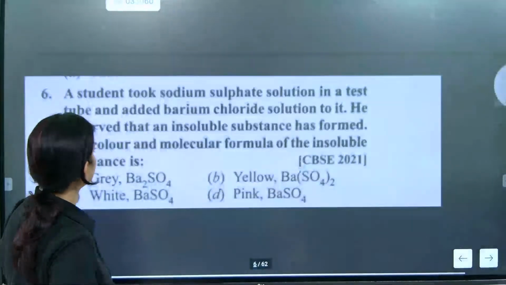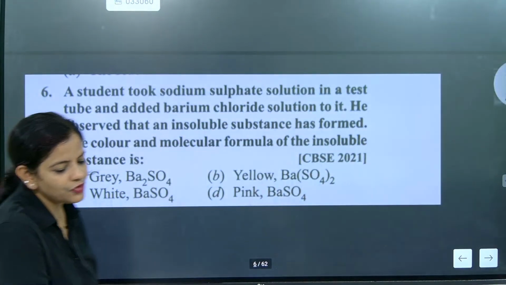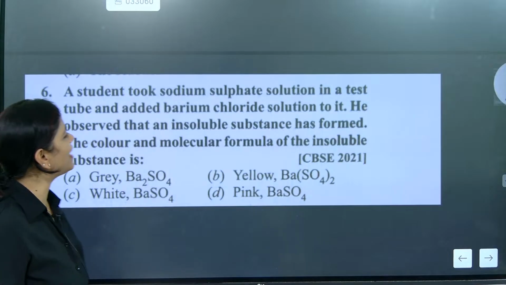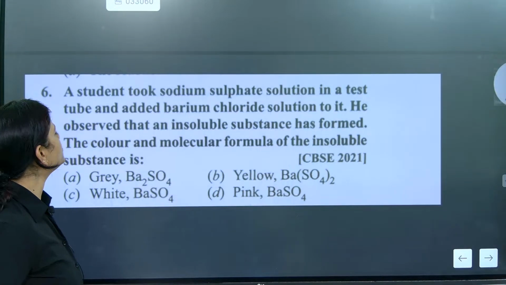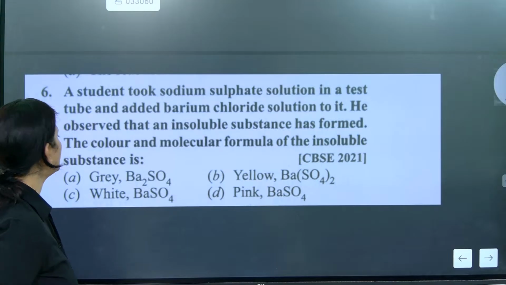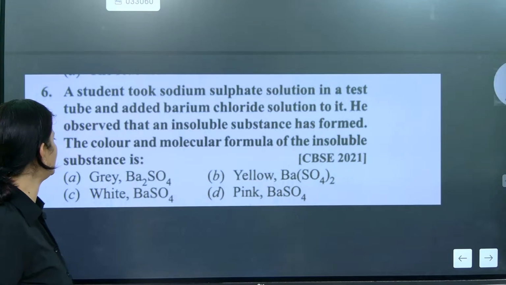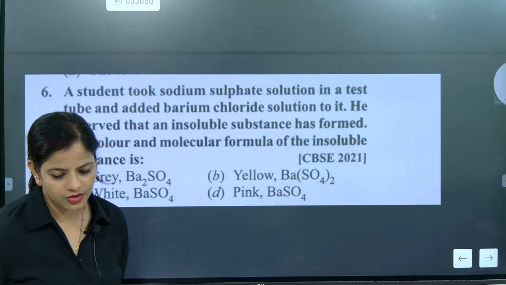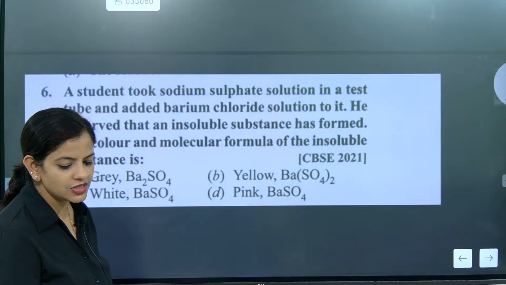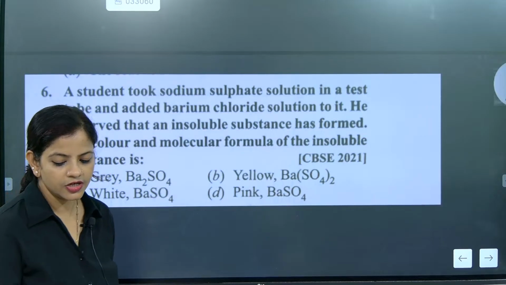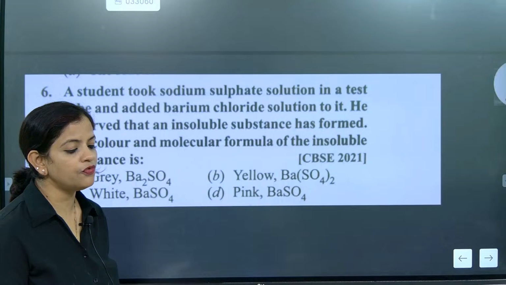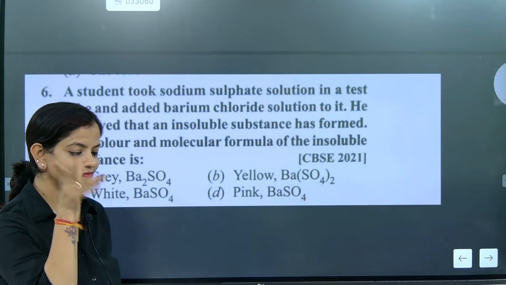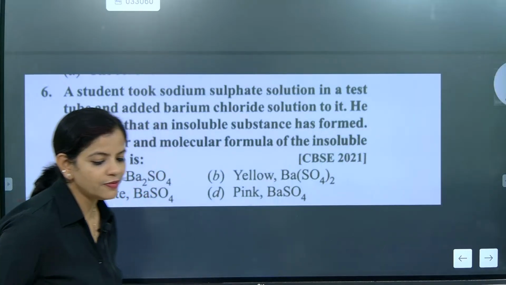Many questions are there. We have to be very quick. Go for this. A student took sodium sulfate solution in a test tube and added barium chloride solution to it. He observed that an insoluble substance has formed. The color and molecular formula of the insoluble substance is? Like this only we are expecting questions. So be very careful and answer the question. Come on, the ball is in your hand. You just decide where to throw it. Come on, go for it, please.